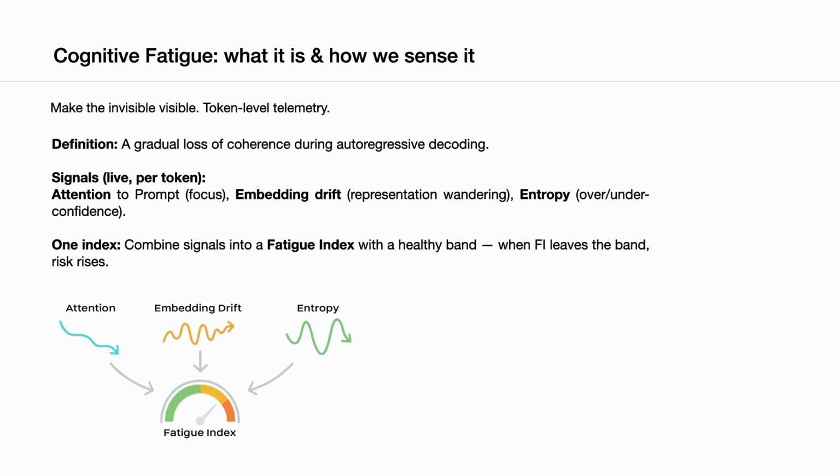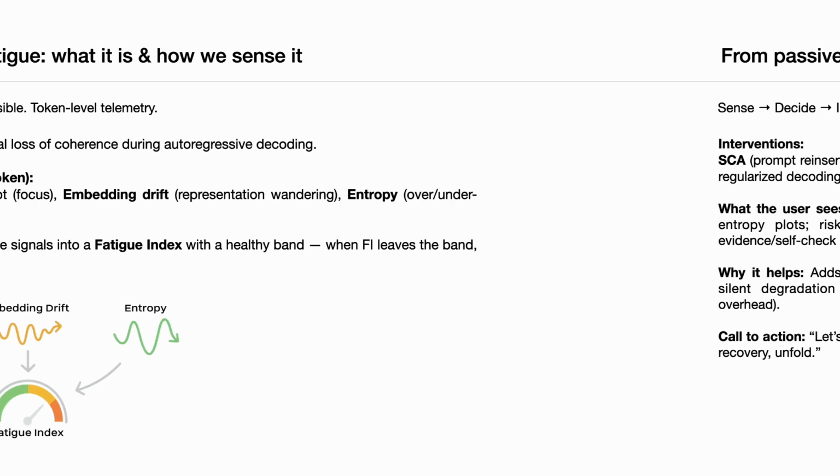We define cognitive fatigue as a gradual loss of coherence during autoregressive decoding. We sense it live, token by token, with three signals: attention to prompt for focus, embedding drift for representation wandering, and entropy for over or under confidence. We fuse them into one fatigue index with a healthy band. When it's outside the band, risk of hallucination and overconfidence rises.